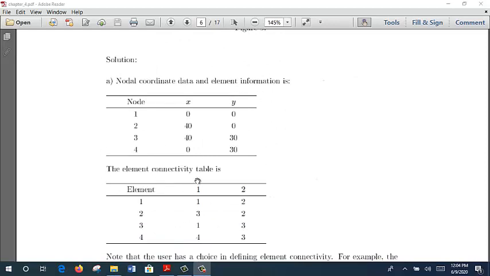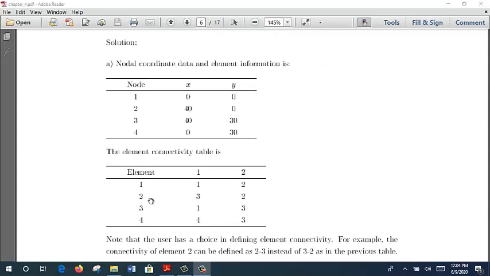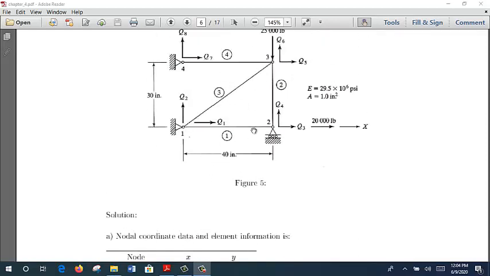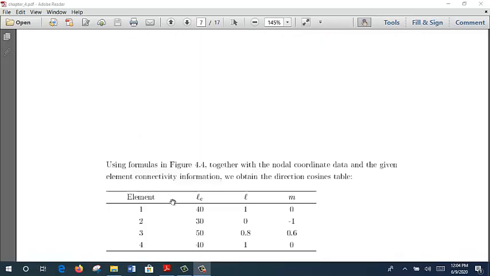So the element connectivity table is the same as in the previous lesson. Element 1 is connected between nodes 1 and 2, and then 2 and 3, and element 4 is similar. You need to remember that the connectivity of element 2 can be defined by 2, 3 instead of 3, 2. It's up to you whether you start from 2 to 1 or 1 to 2. You will get the same results.